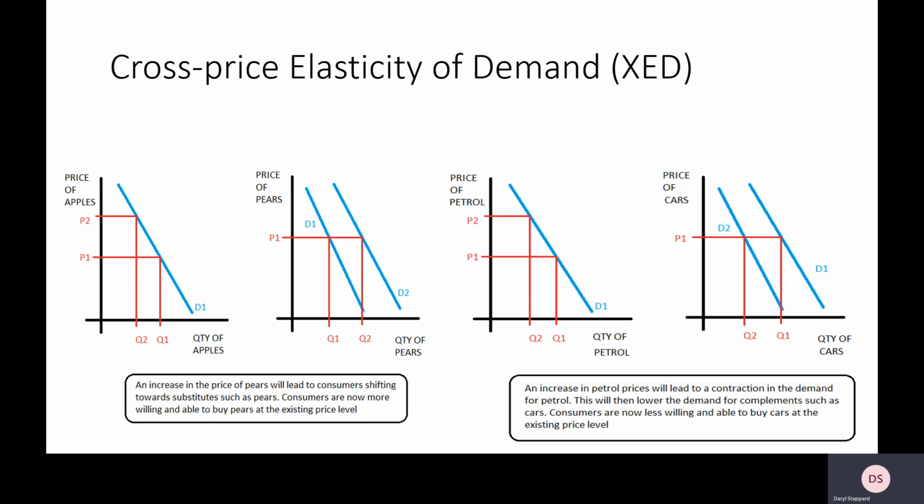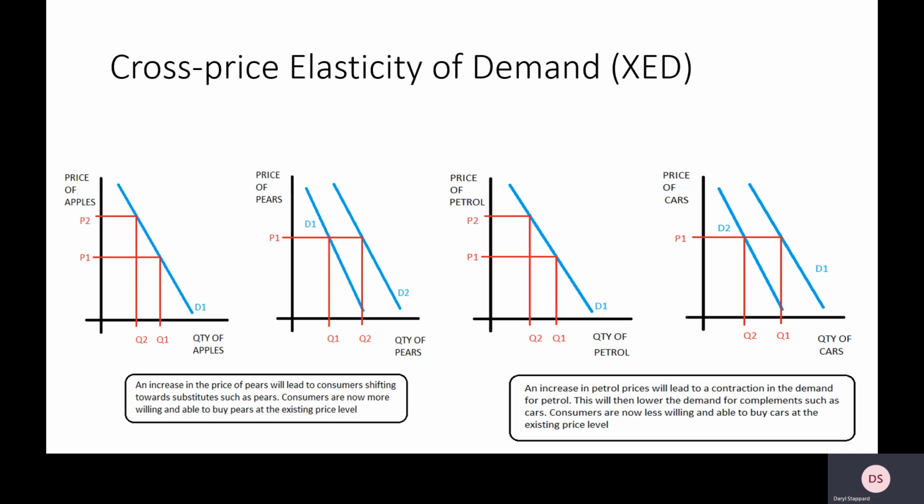Right, now look what I've done in the diagrams then. I've shown the price of apples increasing from P1 to P2. So if apples become more expensive, my demand for apples will contract from Q1 to Q2. What that should then mean is that my demand in the second diagram for pears will shift outwards. At the same price level for pears, I now become more willing and able to buy pears.